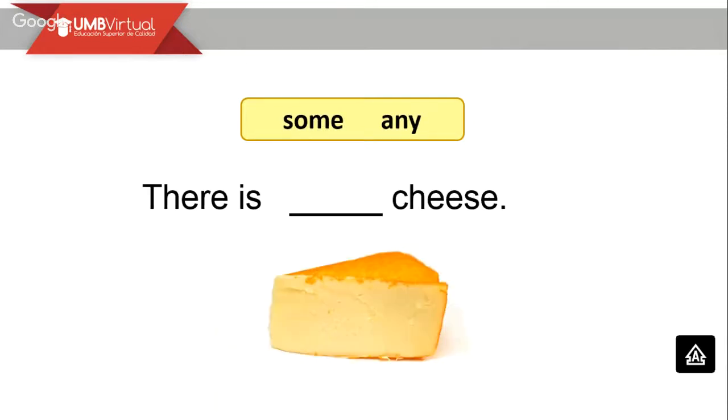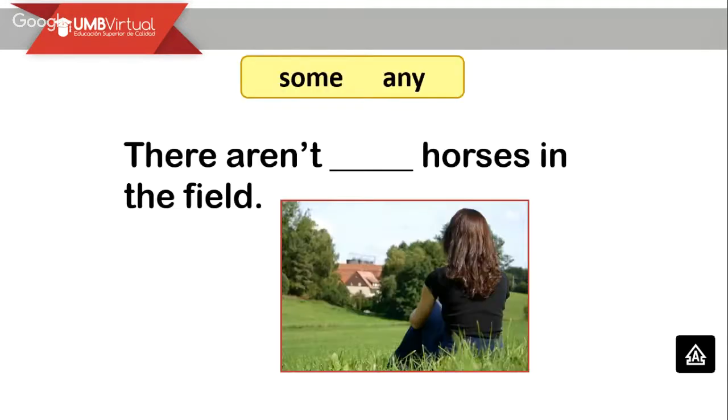Okay, there is a correct option. Right there, we have some, any. There is cheese. What is the correct option? If you see right here, cheese is uncountable. So, as we heard, it is an uncountable noun. We're going to use some. Any, no vamos a utilizar any porque estamos hablando de una oración que es afirmativa, no negativa.